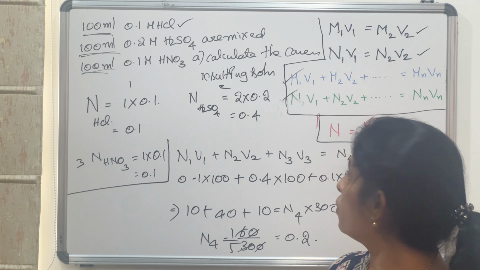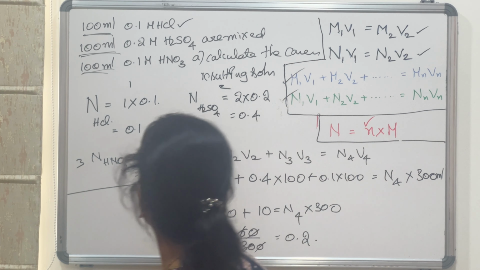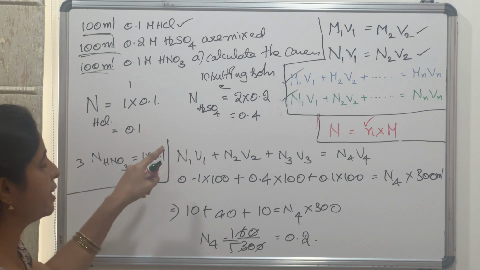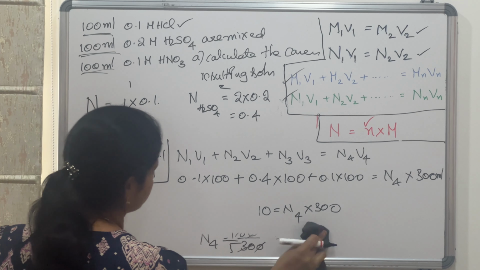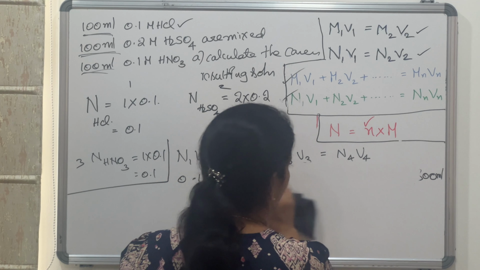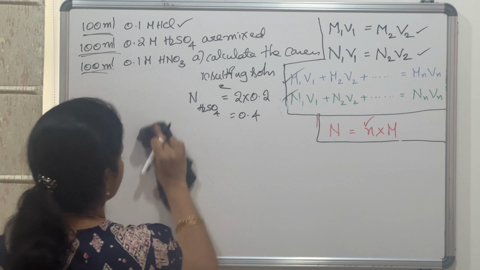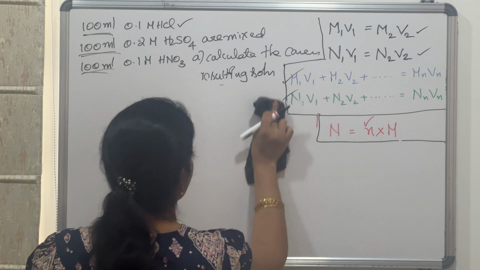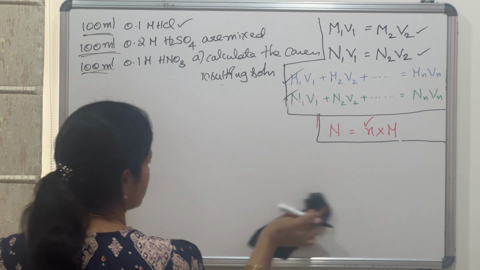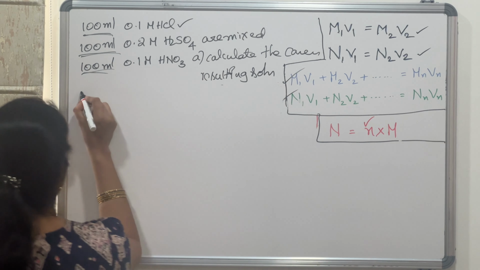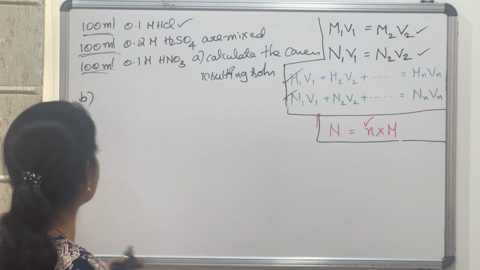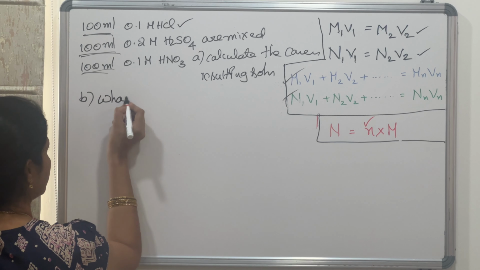Okay. Now another bit here in this, calculate the concentration. You write down the second bit. Clear? All these exemplar questions are important to know the concept. Okay. So here B bit in this, what is the concentration of the resultant solution? Write down the B bit.